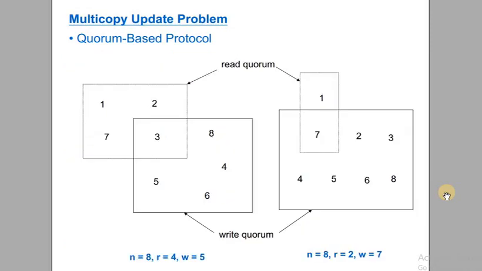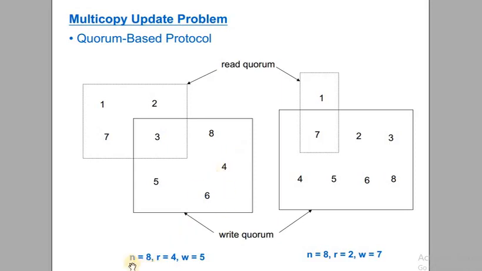So here we have 2 examples. This is not a unified diagram; it is composed of 2 different diagrams. Suppose we have a group of 8 machines: 1, 2, 3, 4, 5, 6, 7, 8. Here also we have 7 computers. This diagram is drawn to show you what a read quorum means and what a write quorum means. In the example on the left-hand side, we have taken 4 copies as files to be read and 5 copies as files to be written.